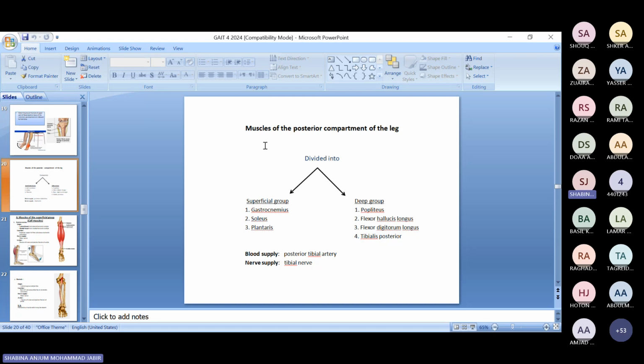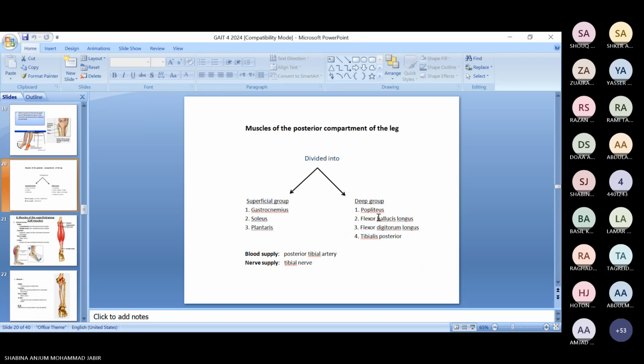Clear about the anterior compartment? Okay, let's move to the posterior compartment. So the posterior compartment has a few more muscles than the anterior compartment. First of all, we have the superficial group and the deep group. In the superficial group, nicely in all our specimens, we have the gastrocnemius muscle. We have the soleus muscle and the plantaris, which is in between. In the deep group, we have the popliteus, flexor hallucis longus.